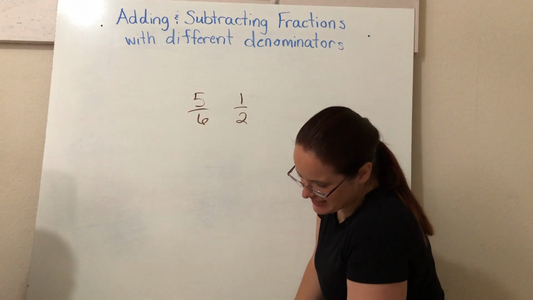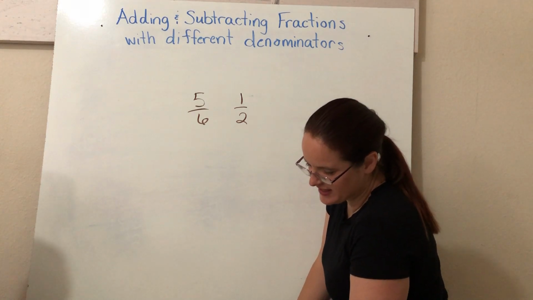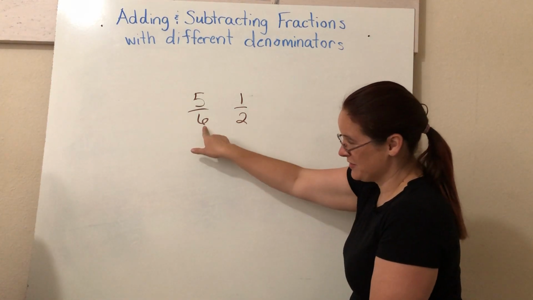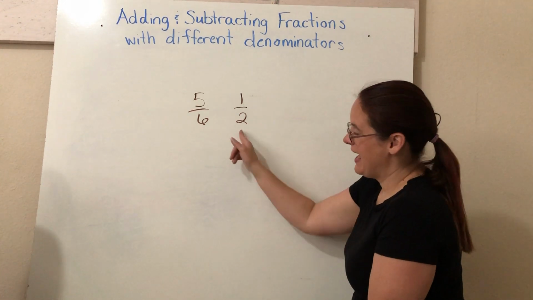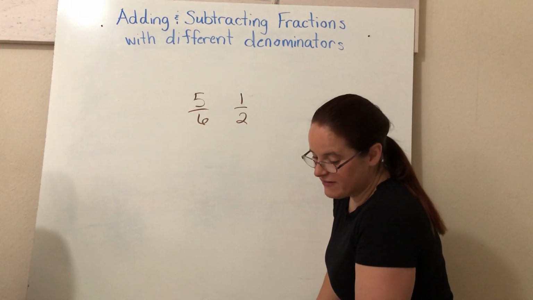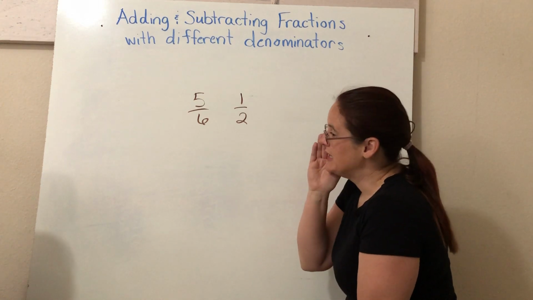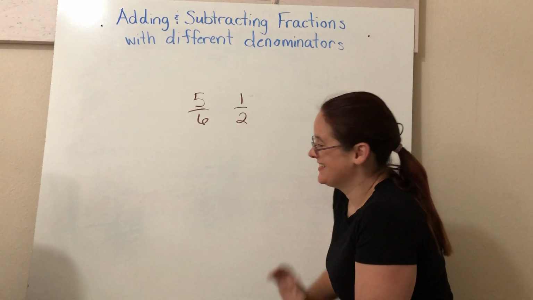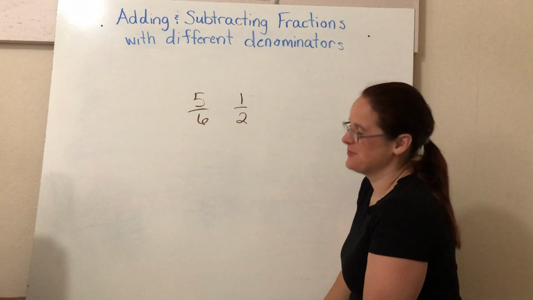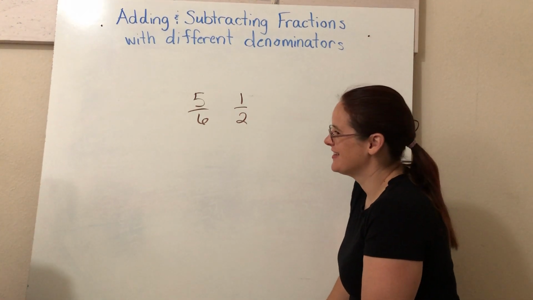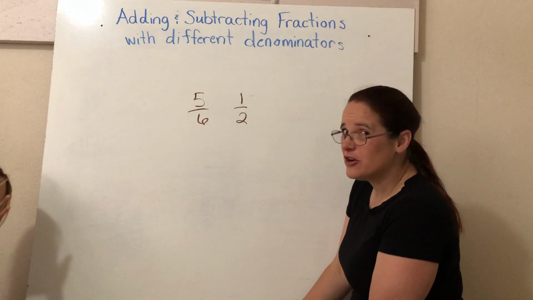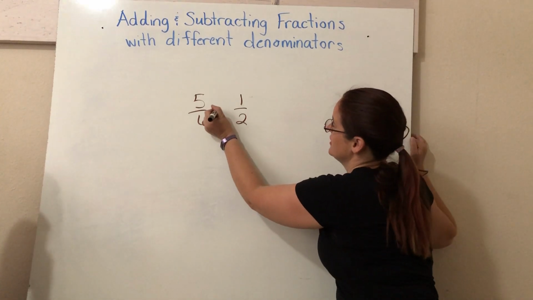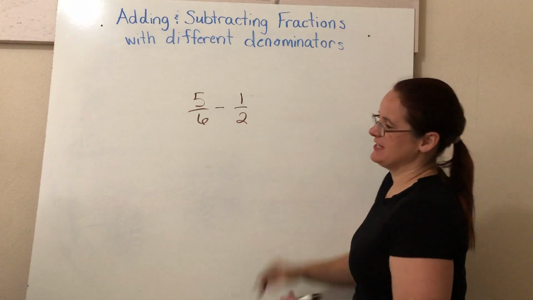Well, listen carefully. Chuck looked at the clock and saw that the lunch bell would ring in 5/6 of an hour. Then he looked again 1/2 an hour later. What fraction of an hour remained until the lunch bell rang? What's our key word? Remained. That tells me it's what's left over. We're subtracting here. So we need 5/6 minus 1/2.